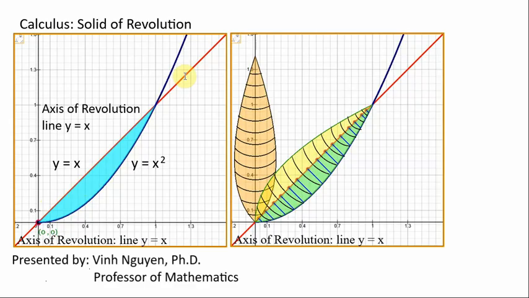And this time the axis of revolution is going to be the line y equal to x. So we're going to revolve this region right here around the line y equal to x, and then we'll get a solid of revolution that looks like this. And to find the volume of the solid of revolution, I'm going to rotate this solid here 45 degrees, and then we'll get a solid that looks like this, and then find the volume of this solid.